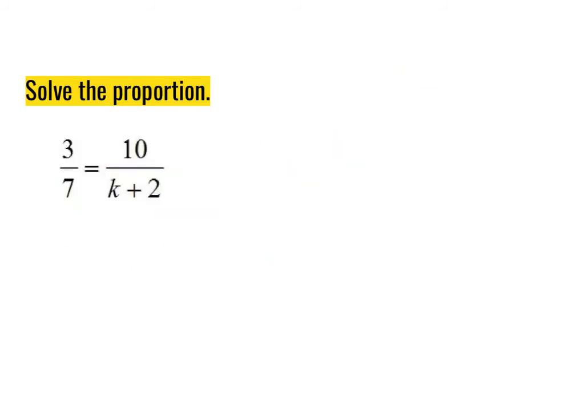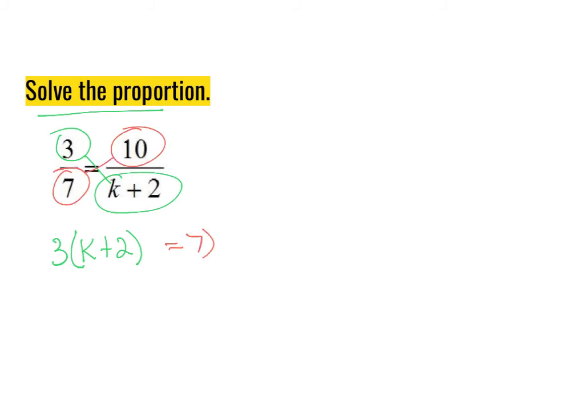So for this last example, again, we want to solve the proportion. I'm going to take my numerator and a denominator from the other side, cross multiply. So 3 times the denominator. Notice that I put it in parentheses. And then 7 times 10. So now I need to distribute that 3 times that k and times that 2. So 3 times k is 3k. 3 times 2 is positive 6. 7 times 10 is 70.